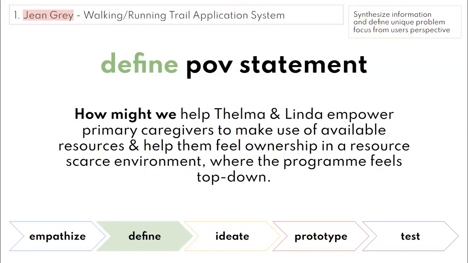So in the early childhood development case, this is their point of view, their defining point of view statement. It was, how might we help Thelma and Linda empower primary caregivers to make use of available resources and help them feel ownership in a resource-scarce environment where the program feels top-down. Now, note it was the how might we, and so that's how we start. There's an action word, help, assist, promote. There's an action word, and then there's people, because we're humanizing this process, right?